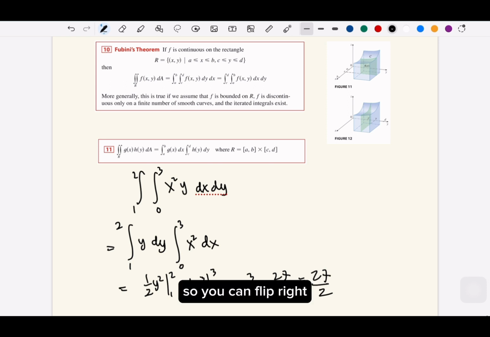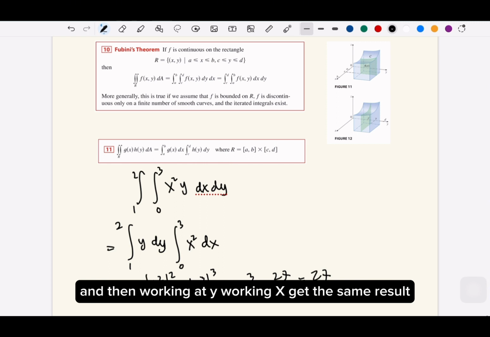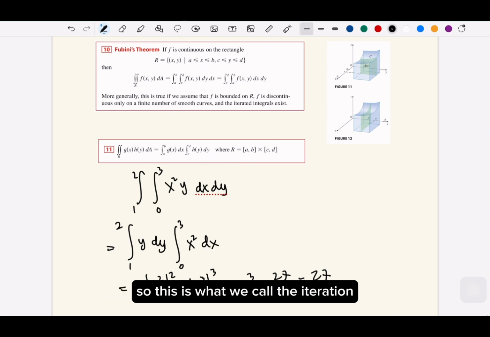So you can flip, computing the inside integral and then the outside integral, or you can separate x and y, and work on y and work on x, and get the same result. Any method is going to give the same result. This is what we call the iterated integral. So you can start the iteration from any variable, from x or from y.